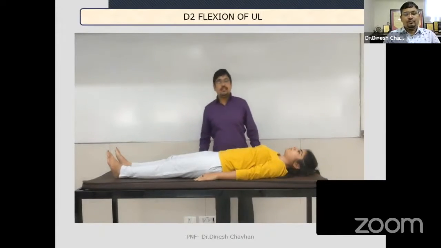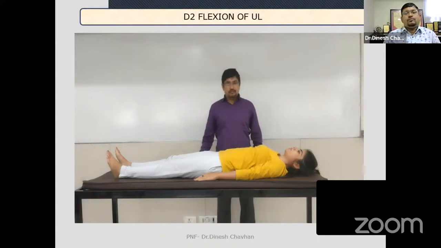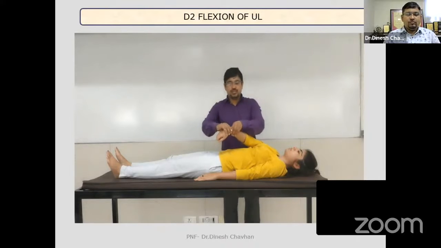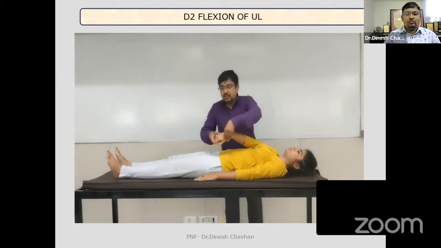Now we will see D2 flexion of upper limb PNF pattern. So initial position is D2 extension. So this is the D2 extension position: shoulder adduction, extension, internal rotation, elbow extension, pronation of the forearm, wrist flexion, finger flexion. Now open.